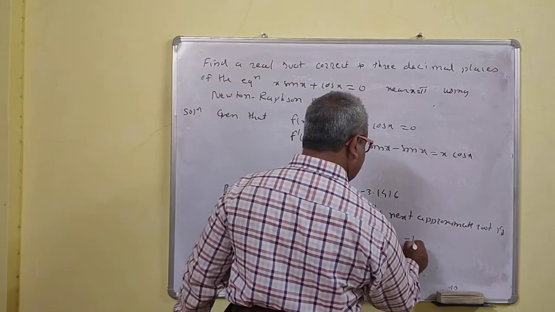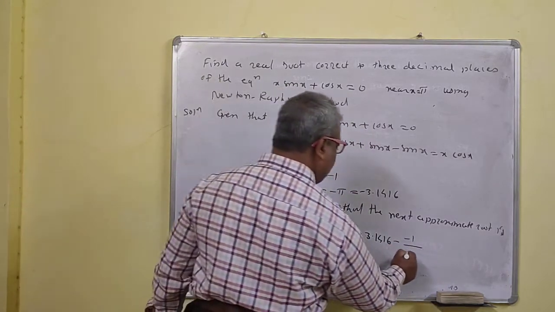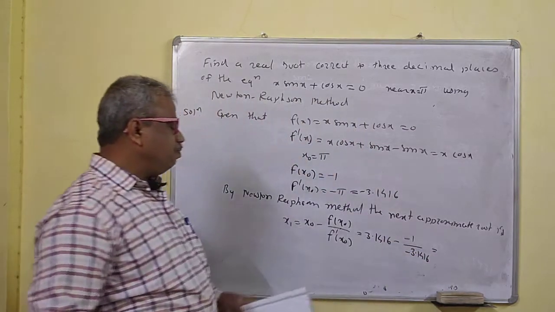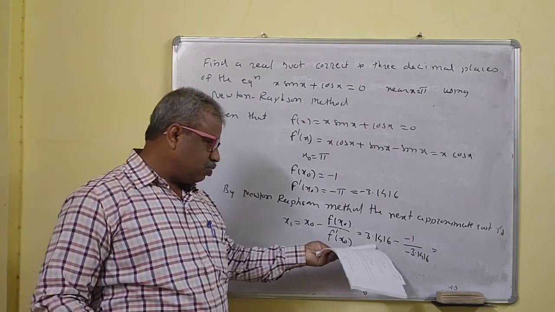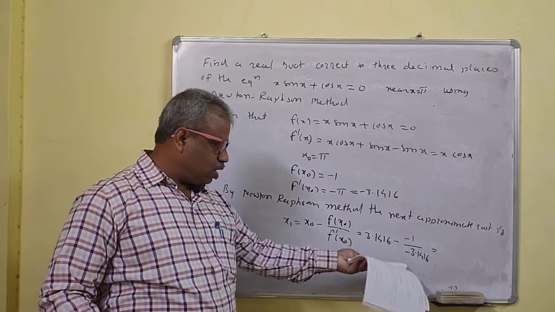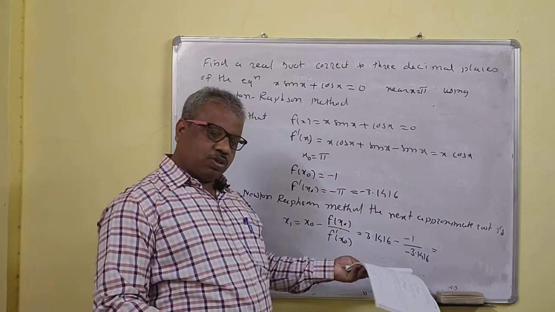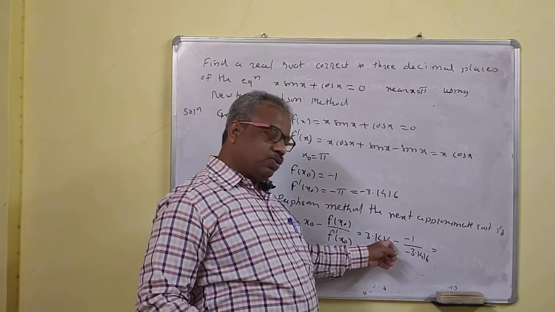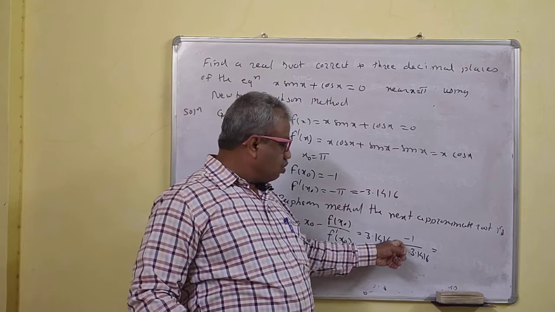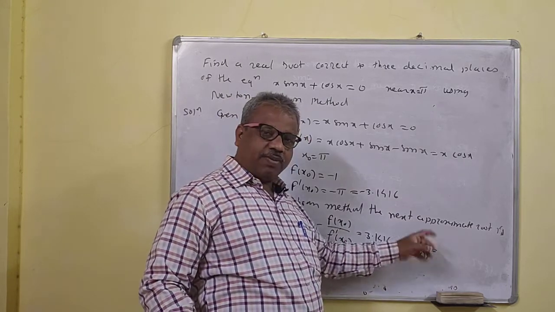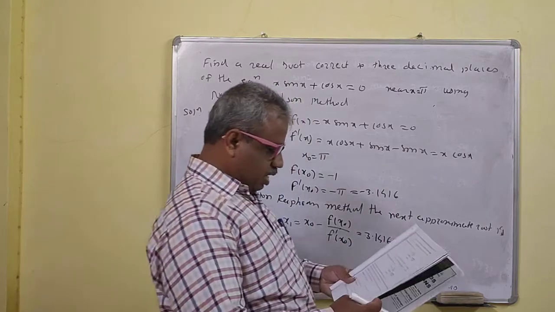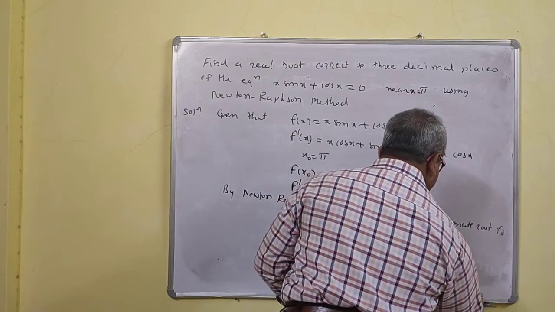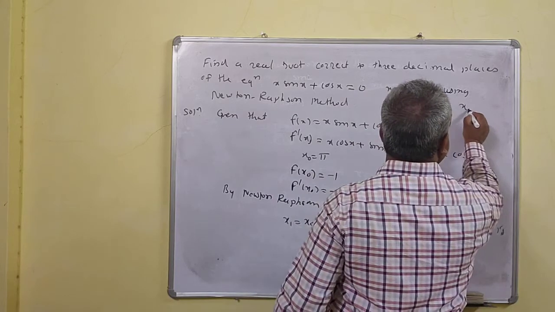It is minus 1. So this will be minus 1 upon, again minus 3.1416. So minus becomes plus here, since both the numerator and denominator are negative. So type it like this: 3.1416 minus 1 divided by the derivative value, and press equal to. You get the value 2.8233.